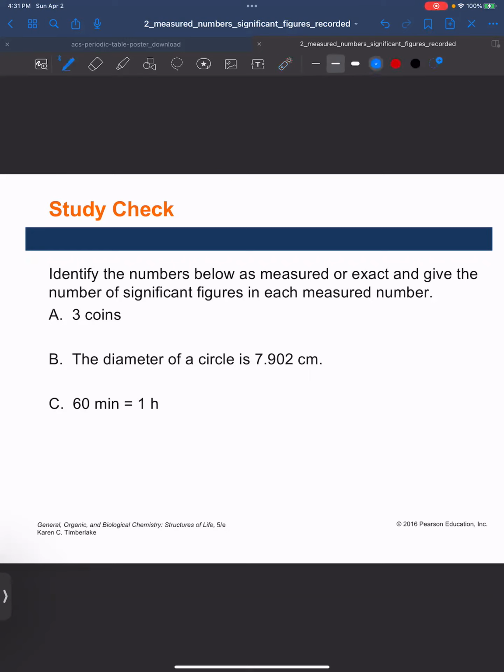How did you identify that one? Good, it is an exact number. And so therefore exact numbers, because we can count them there's 3 coins exactly, there's no significant figures.